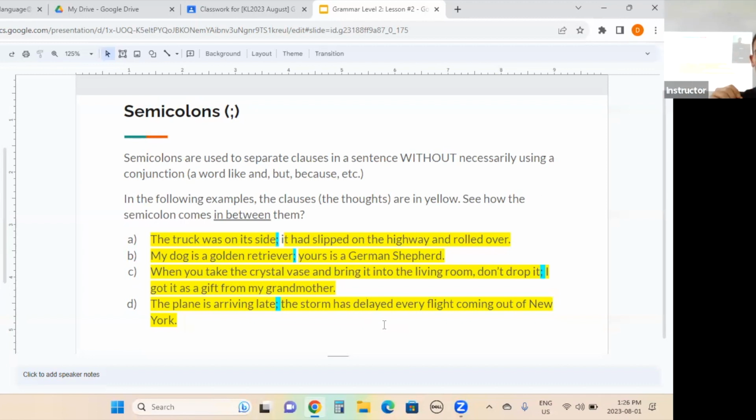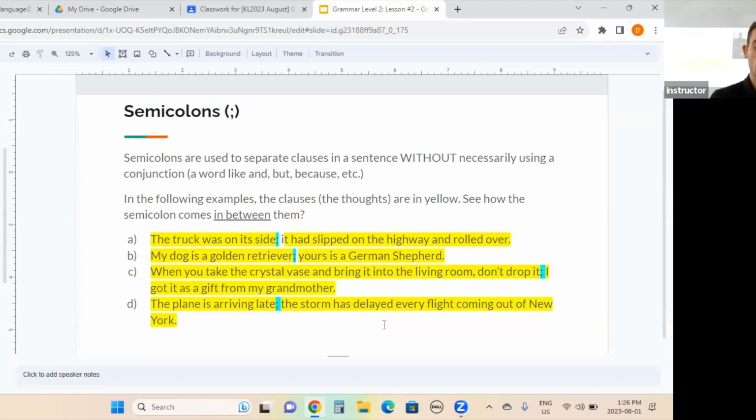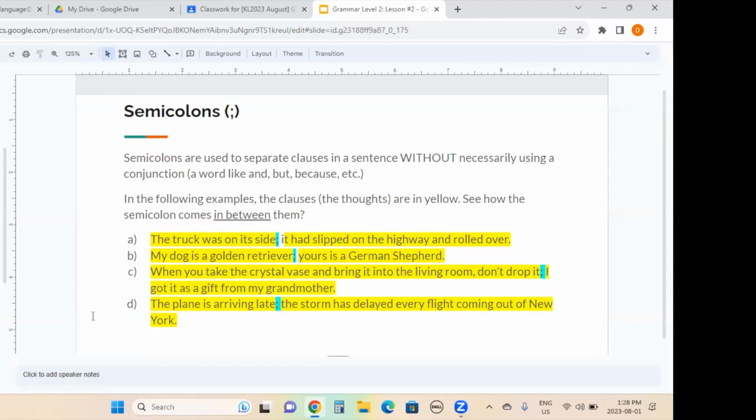Nicole, do you want to read number 3 really quickly? And then you can choose which joining word you would replace the semicolon with. When you take the crystal vase and bring it into the living room, don't drop it; I got it as a gift from my grandmother. Right. So if the semicolon wasn't there, and you had to replace it with a word, like and or but or because or however, is there one you would pick? Martin, let's do D. You can read it, and then you can tell me which word to replace the semicolon with. So here, I would use because again. The plane is arriving late; the storm has delayed every flight coming out of New York. See how that works? Yeah.